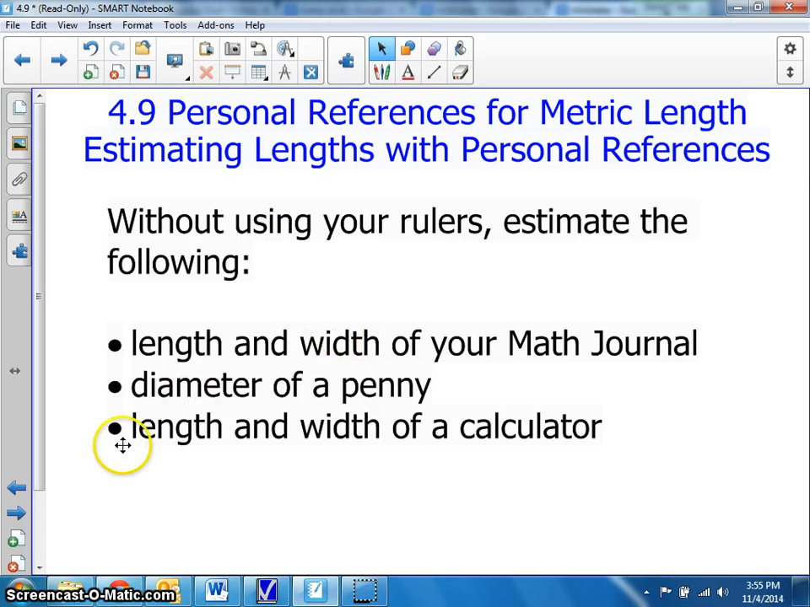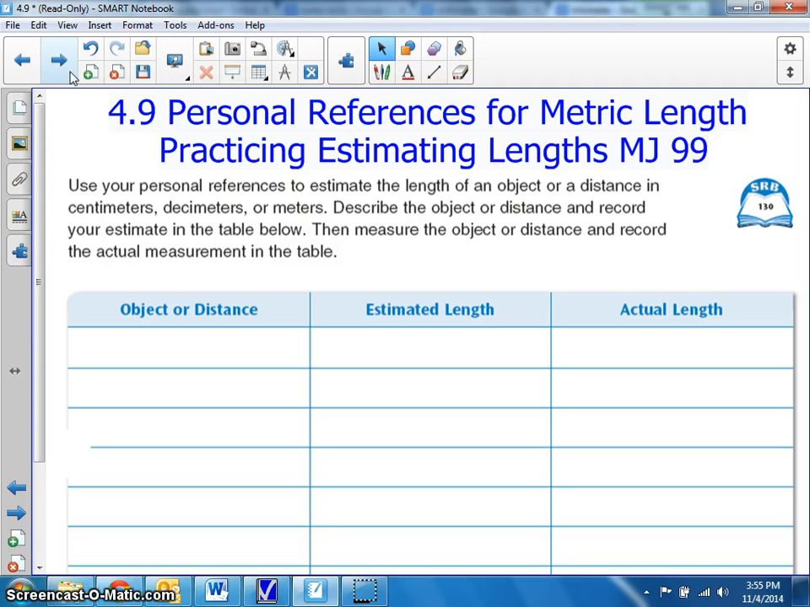Without using a ruler, estimate the following. What about the length or width of your math journal? How long do you think it is? Do you think it's a meter long? Do you think you measure in centimeters, millimeters, kilometers? What about the diameter of a penny, from one side of a penny to another? The width of a calculator. Just think about what it would be. First off, what would you use? Millimeters, centimeters, meters, or kilometers? And then how many of those do you think?